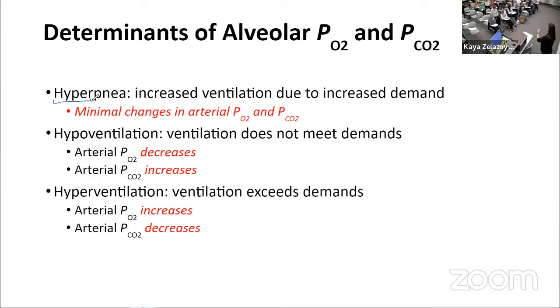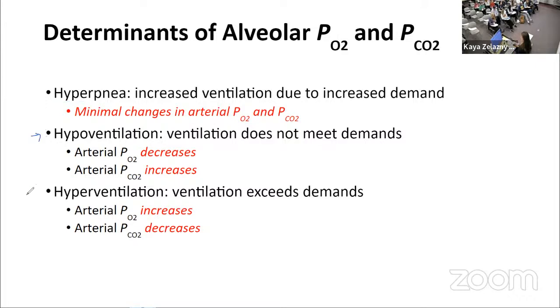If you're using a lot of oxygen and producing a lot of carbon dioxide, you're going to want to breathe faster to breathe in more oxygen, breathe off more carbon dioxide. So hyperpnea is a word you would use to refer to someone who is breathing faster than normal, but it's specifically so that they can match demand, okay? So in hyperpnea, you're not going to see big changes in the partial pressure of oxygen and carbon dioxide in your arteries, so in that blood, because we've appropriately matched the demand, okay?